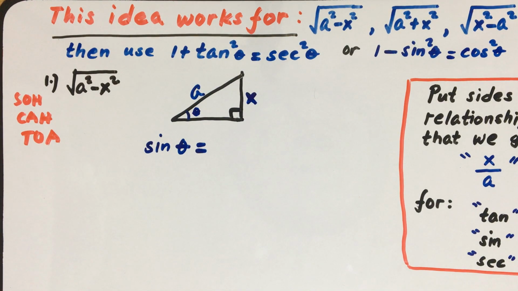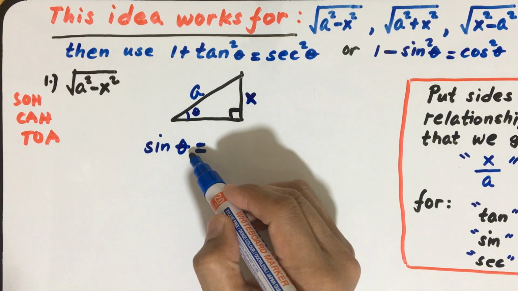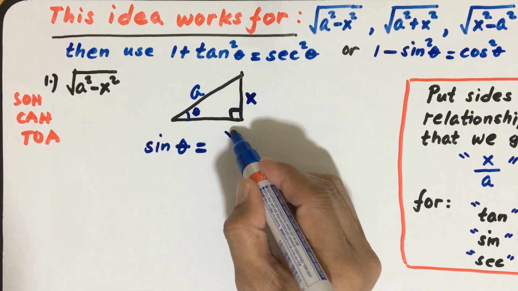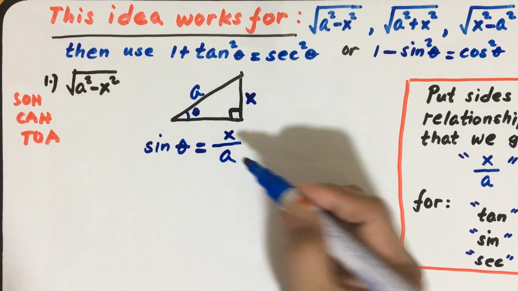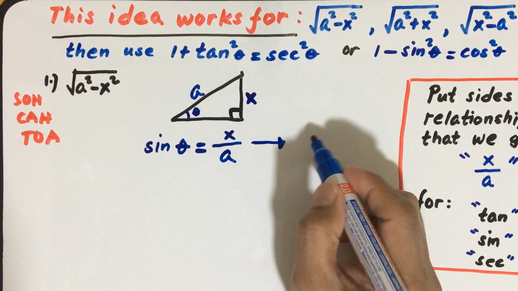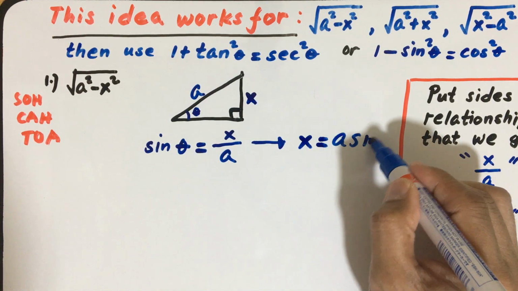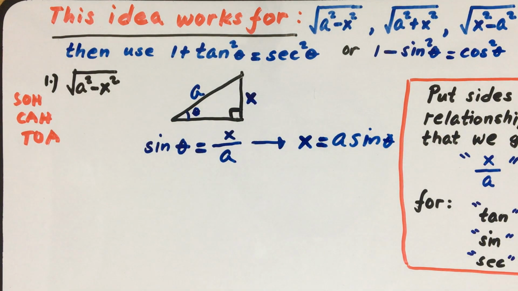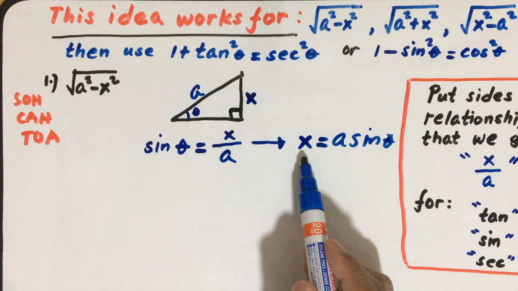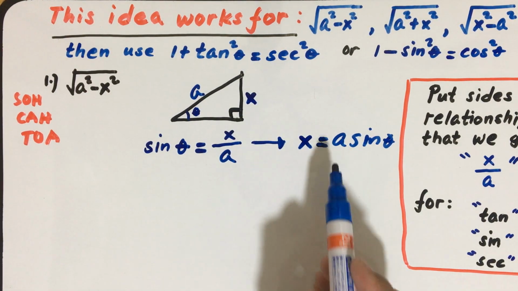So for sine, we have opposite over hypotenuse. From this triangle, we have the opposite of this angle, sine theta, opposite, which is x, over hypotenuse. So from here, we can solve for x. Right? We can solve x here, where x is equal to a times sine theta. Alright, so this is the value for x that we are going to substitute in our function that contains this.